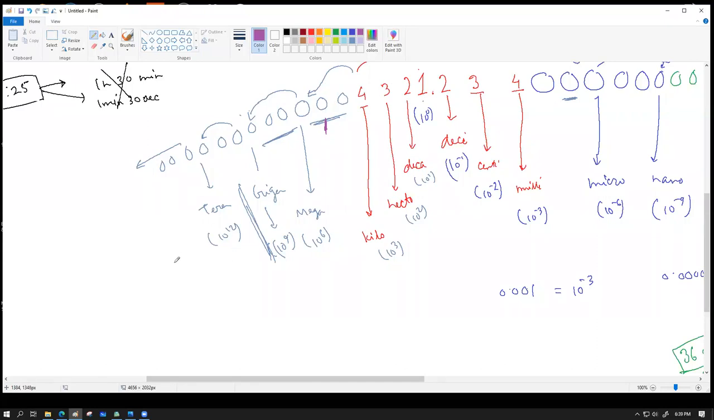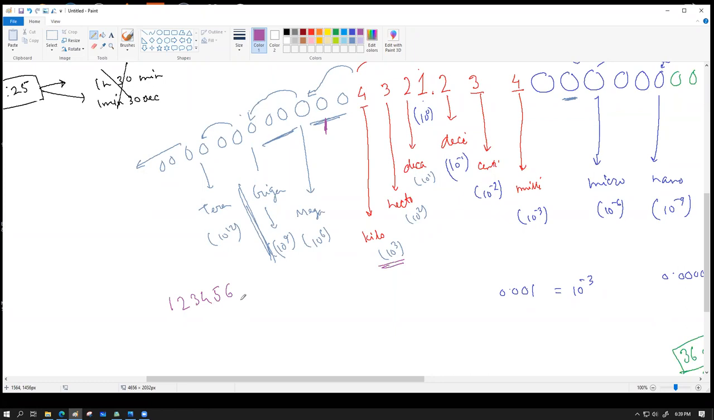So let's say I'm going to write a number like this: 1, 2, 3, 4, 5. Do you understand? No, I should give another digit. So let's say 1, 2, 3, 4, 5, 6. This is a number that we want to express in some sort of multiplication. It's pretty simple. If you want to express something in kilo, you have to divide this number by 1000.